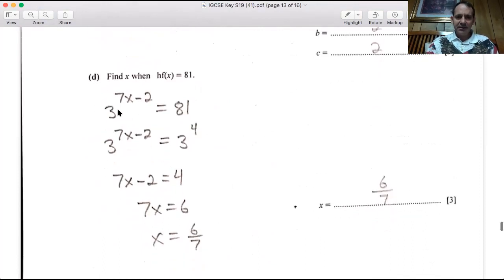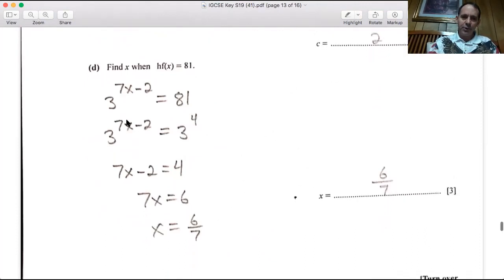So when you're dealing, this is actually exponentials. Your variable is in the exponent. So what you want to do is you want to get a like base. So we can convert 81 into base 3.